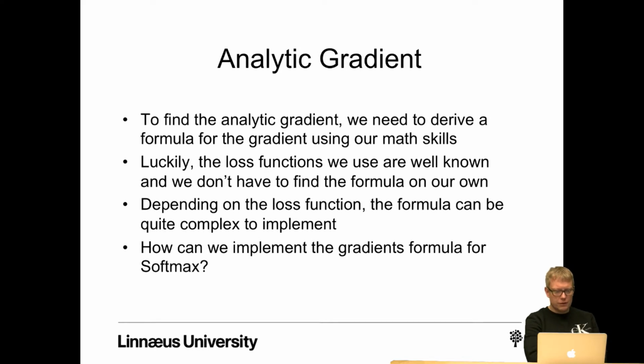To find the analytic gradient, we need to derive a formula for the gradients using our math skills. Luckily, the loss functions we use are well known, and we don't have to find the formula on our own. We just have to look up which function we use, and then we can see the derivative of that function. And depending on the loss function, the formula can be quite complex to implement. So, how can we implement the gradients formula for Softmax?